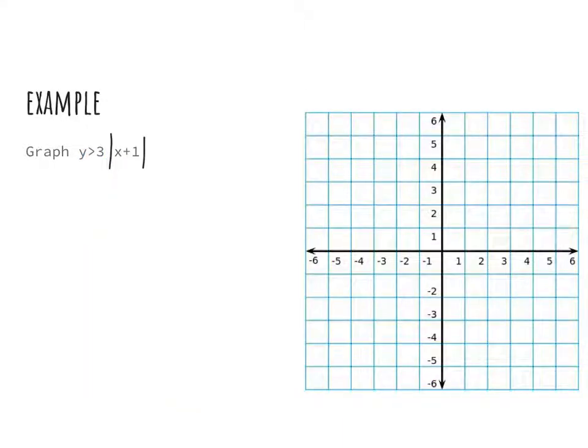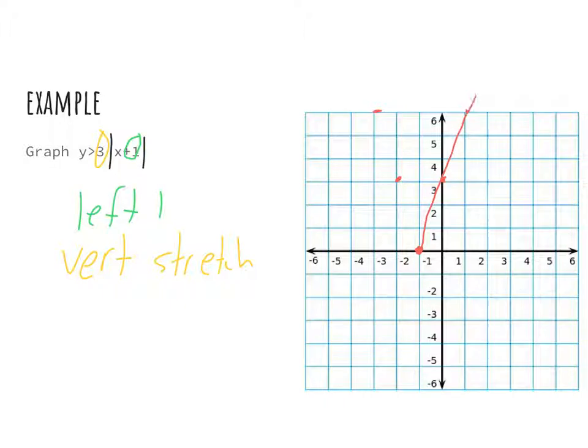Our next example, y is greater than 3 times the absolute value of x plus 1. Again, we look at the transformations. Plus 1 inside the absolute value means we go left 1. Multiplying the outside by 3 means we do a vertical stretch. So again, instead of starting at the origin, I'm going to move to the left 1. Start here. Instead of going up 1 and right 1, I'm going to go up 3 and right 1, up 3 and right 1, and up 3 left 1. Okay, so my absolute value will look something like this.